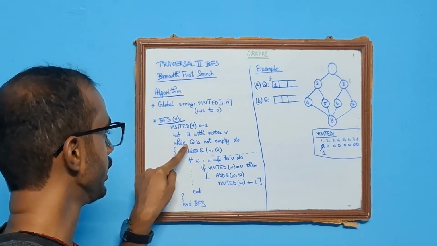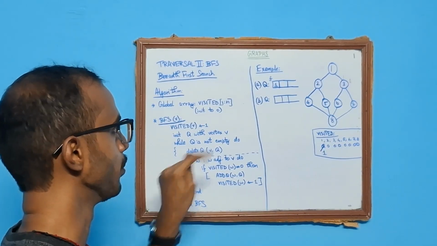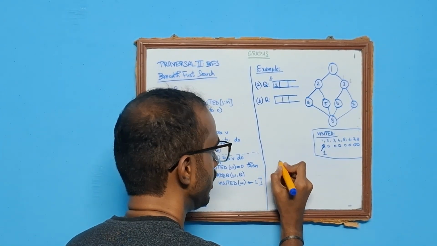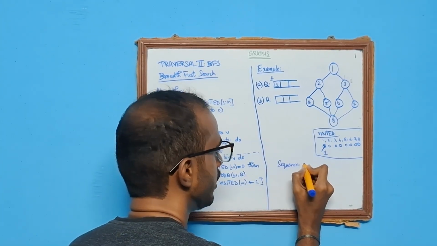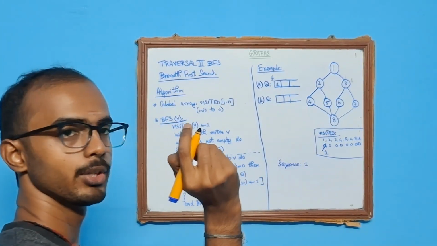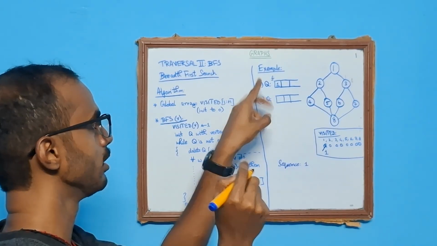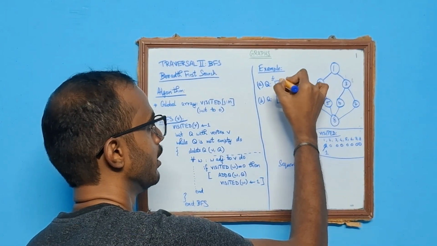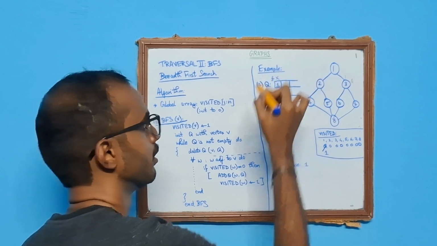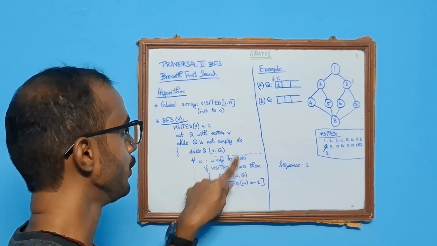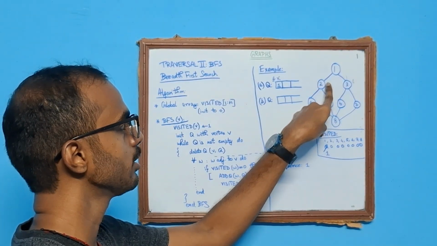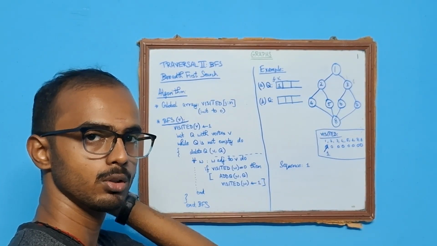Now what we are doing: while queue is not empty, do deletion from the queue. This is the sequence that I'm writing here. I can print the element here. I have deleted it from the queue and I am printing that element. So 1 is gone, I'll just put a mark here. 1 is deleted. Now for each w adjacent to v, what are all adjacent to this? 2 and 3 are adjacent.